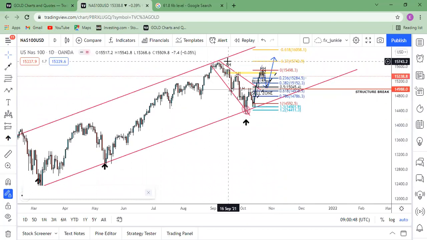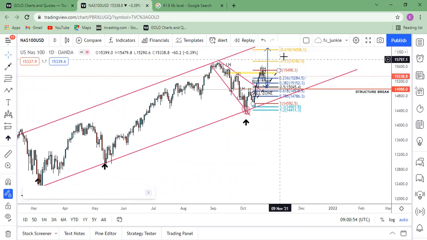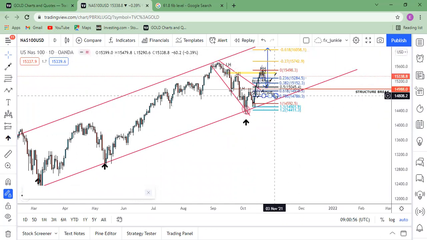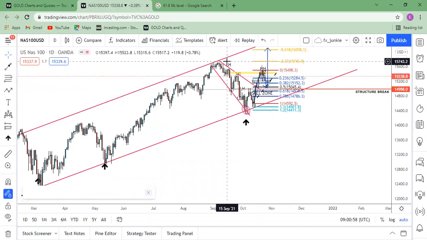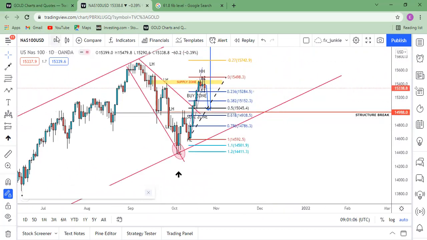And it does align again with our trend. It will be then on the top side of this upward channel. The negative 61.8 is at 16,058. That's new highs. And the negative 27 extension is at 15,742, which is the all-time high. So NASDAQ is going for the highs.